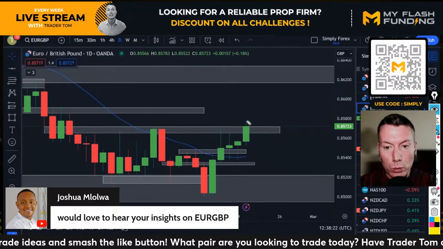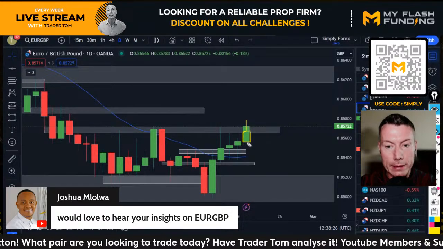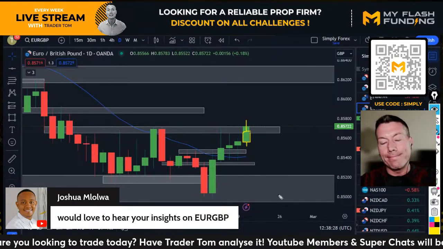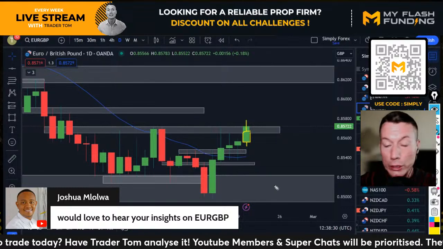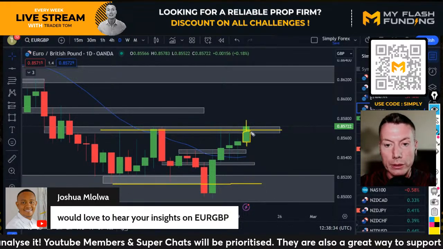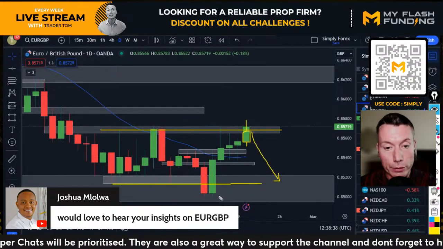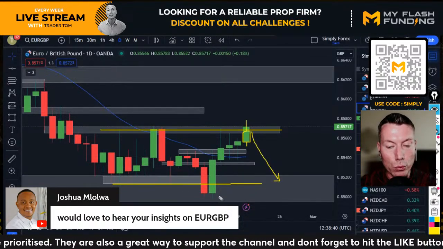If this level holds, let's say we get a daily candle and we get a bit of a wick like this, you're still in a range. If you think about a range, you could sell the top of the range back down to the lows. You could, right? This is still viable.